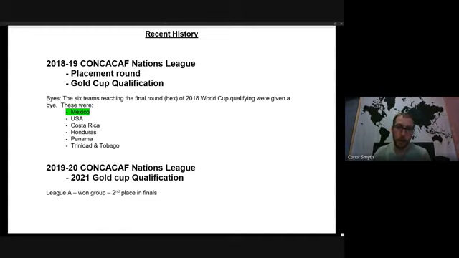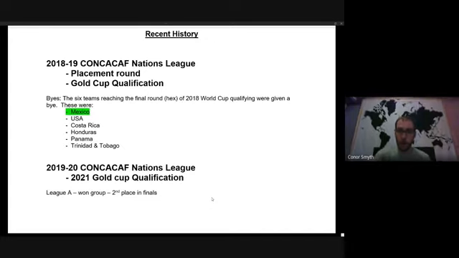In the 2019-20 season, they were seeded into League A based on CONCACAF's ranking system, League A being the top tier. They were drawn with Panama and Bermuda and won all 4 games. This took them into the finals of the Nations League, which were scheduled for 2020, but eventually took place in June 2021 due to COVID-19. There they beat Costa Rica on penalties in the semifinal, but lost to the USA in extra time of the final.